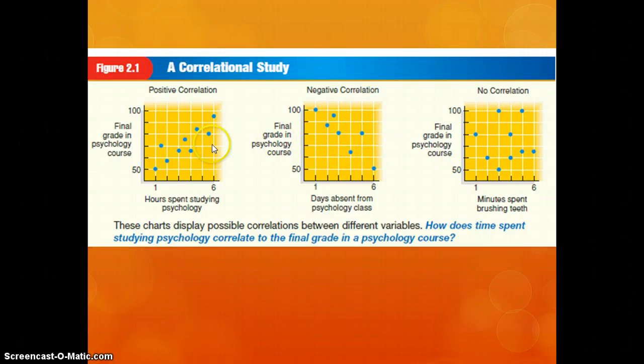So here's an example of the plot, what it would look like if it were plotted. So we see the more hours spent studying psychology, the higher your final grade in psychology. So if we were to put a best fit line there. Next, days absent from class. So they're saying the more days that you're absent, the lower your grade. So one arrow then would be up, one would be down. And then no correlation means that there's no relationship between the two variables. So this one is saying minutes spent brushing your teeth has no effect on your final grade in psychology.